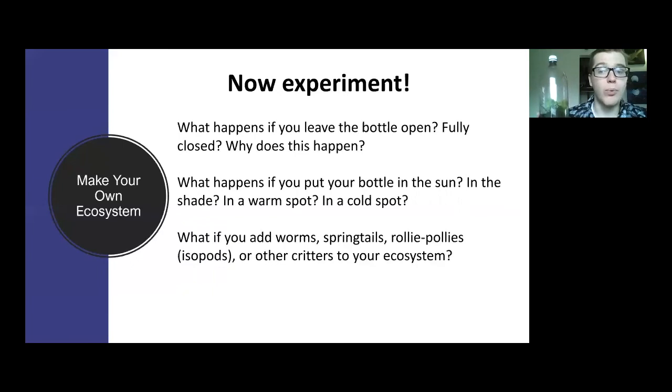You could also move where you're putting your bottle. Maybe you put it in a really sunny spot. Maybe you put it in the shade. You could put it in a warm spot, in a cold spot. Again, write down some ideas of what you think might happen to the bottle, and then make observations and see what you think, what actually does happen.